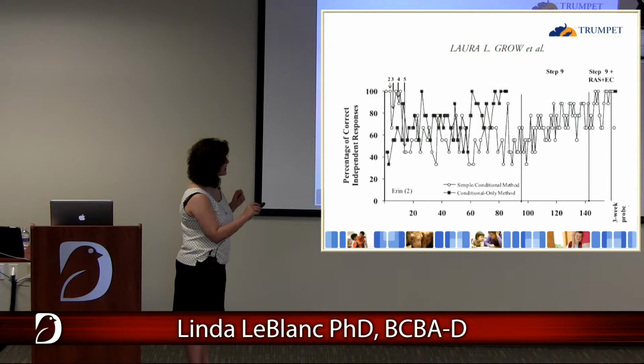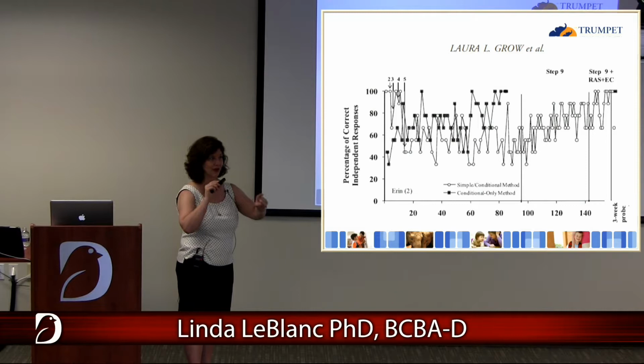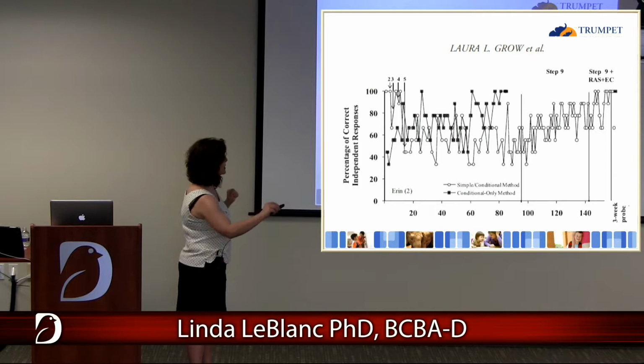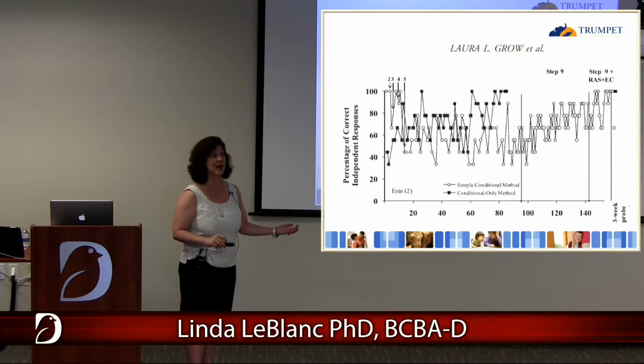Remember where I said sometimes step five might be where it all goes awry, because now for the first time we're alternating trials, red, blue, blue, red, so you have to attend in order to get it right. So they never could get past step five, so they switched to step nine. Now we're going to just switch to the other method, right, of conditional only, and had to add in some additional error correction, and finally were able to get them there. So those are the kinds of patterns that were observed.